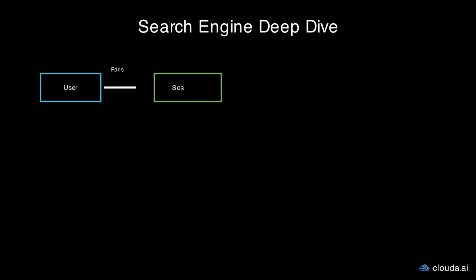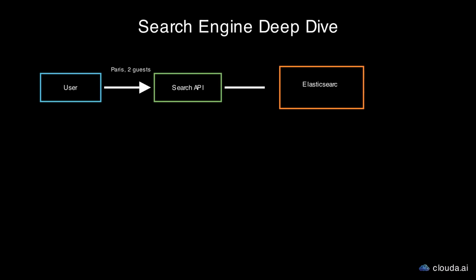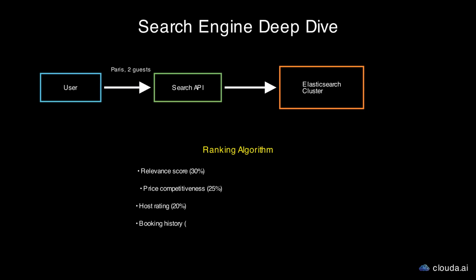Now let's explore the search engine, which drives 80% of user interactions on Airbnb. The architecture routes search queries through a search API to an Elasticsearch cluster. Elasticsearch is optimized for full-text search with inverted indexes and geospatial queries. The ranking algorithm is complex, balancing multiple factors.